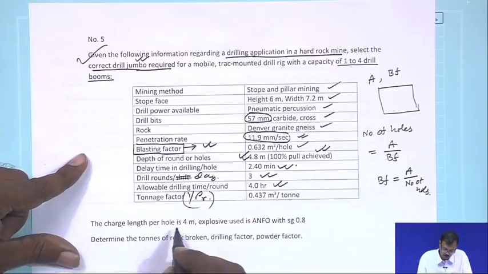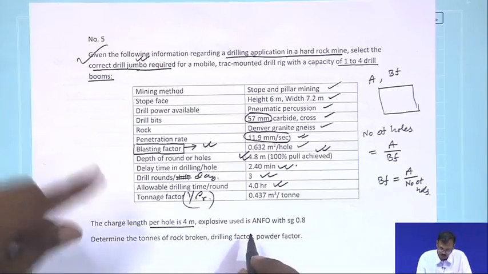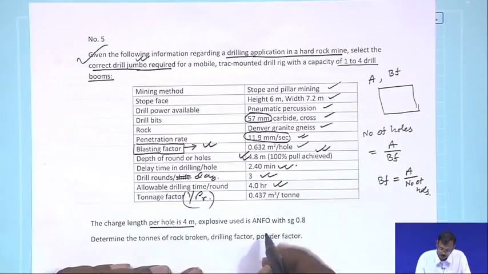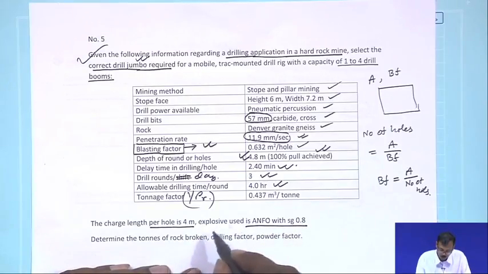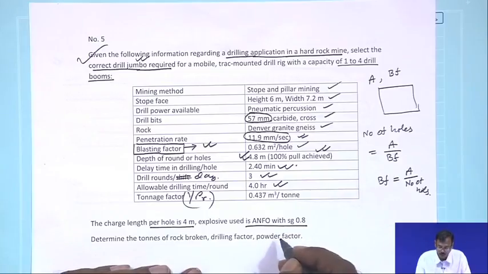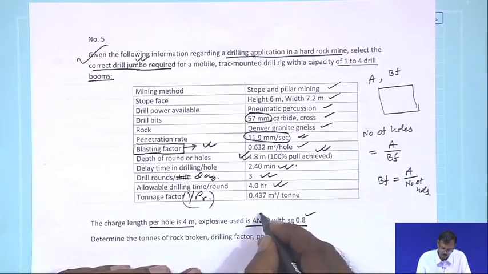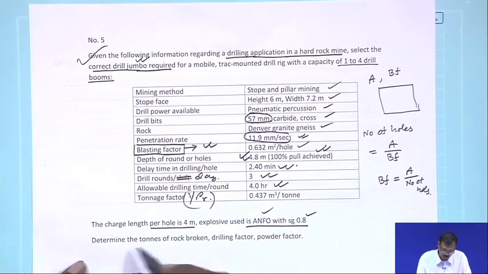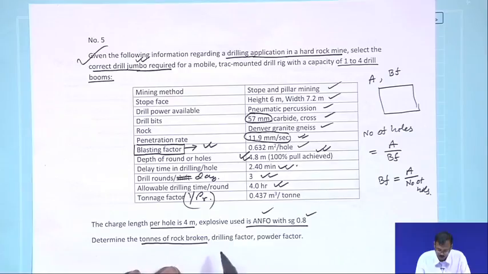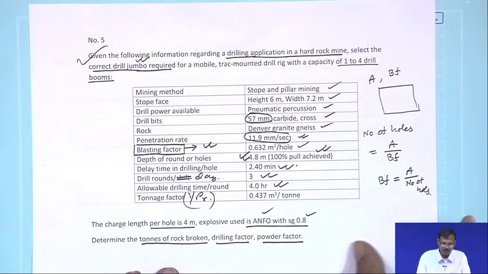Okay. It is also given that the charge length per hole is 4 meter, and the rest is the stemming. The hole will be filled with ammonium nitrate fuel oil. The specific gravity is 0.8, ANFO is used as the main explosive, and we need to determine the quantity of rock which is broken, drilling factor and powder factor. Okay. So, this is our problem, so let us solve this problem.